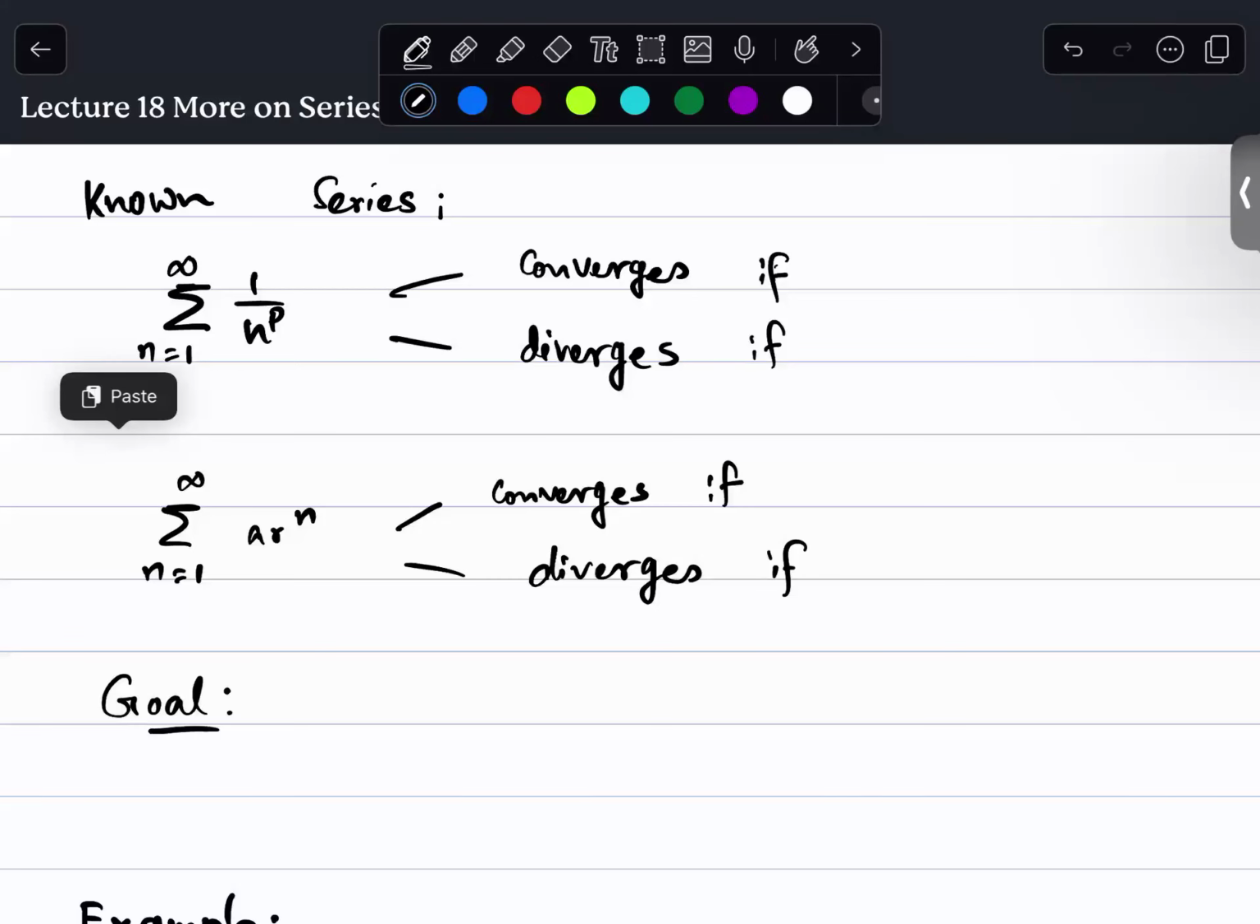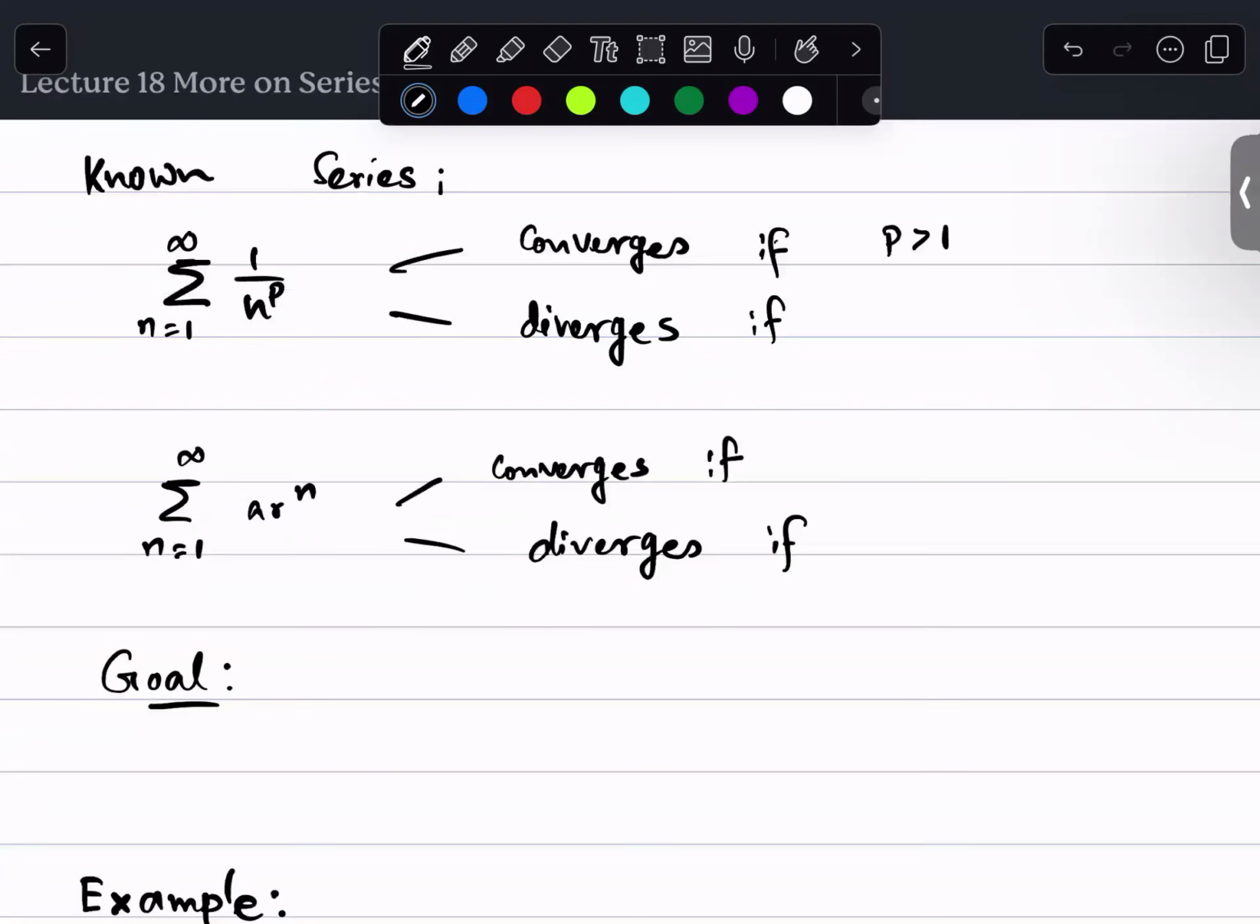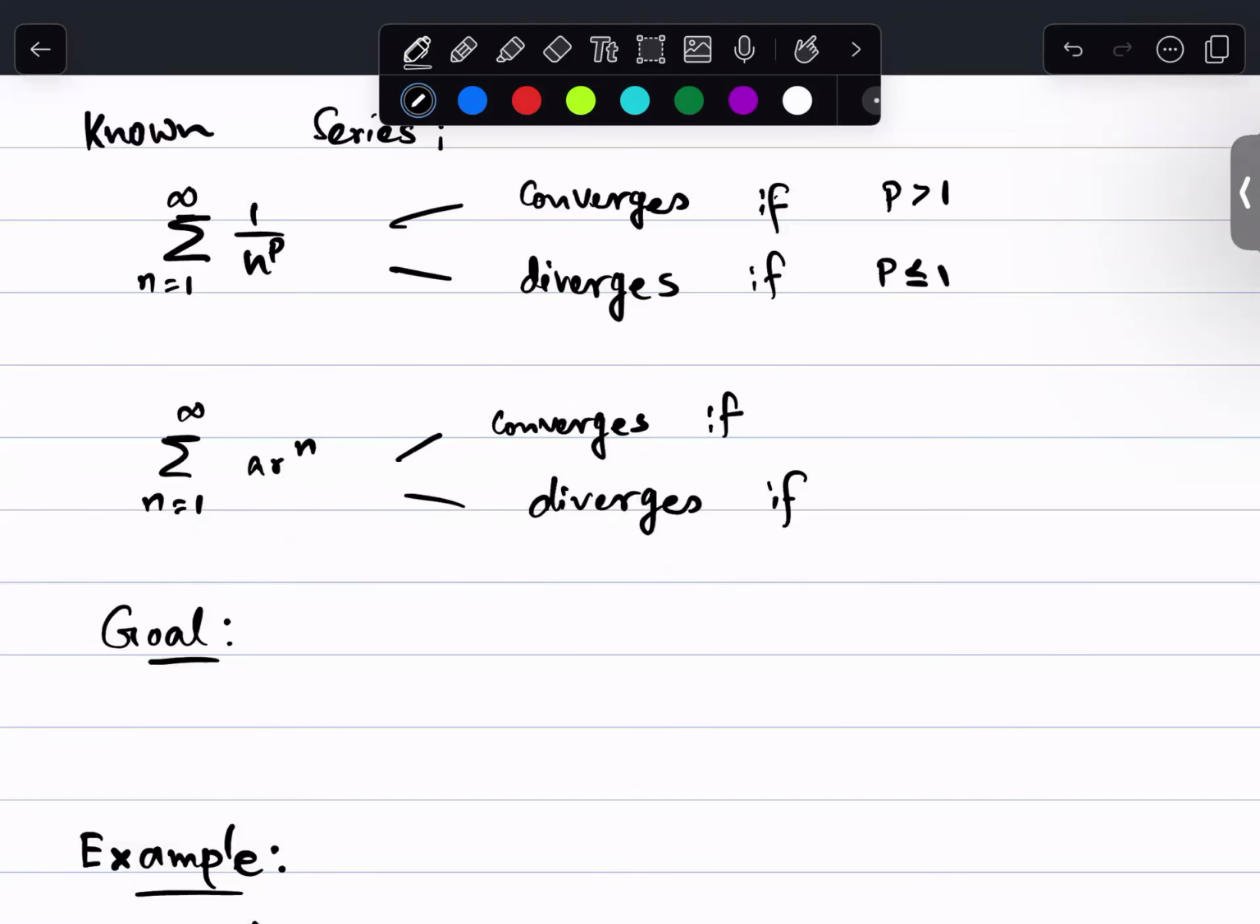Hi all, so this is lecture 18 of the MA 221 course, and today I'll talk about some more tests on series. So remember, we know the P series, summation 1 over n to the P, n varies from 1 to infinity, and this converges if my P is bigger than 1. And the series diverges if my P is less than or equal to 1. We have already seen this.